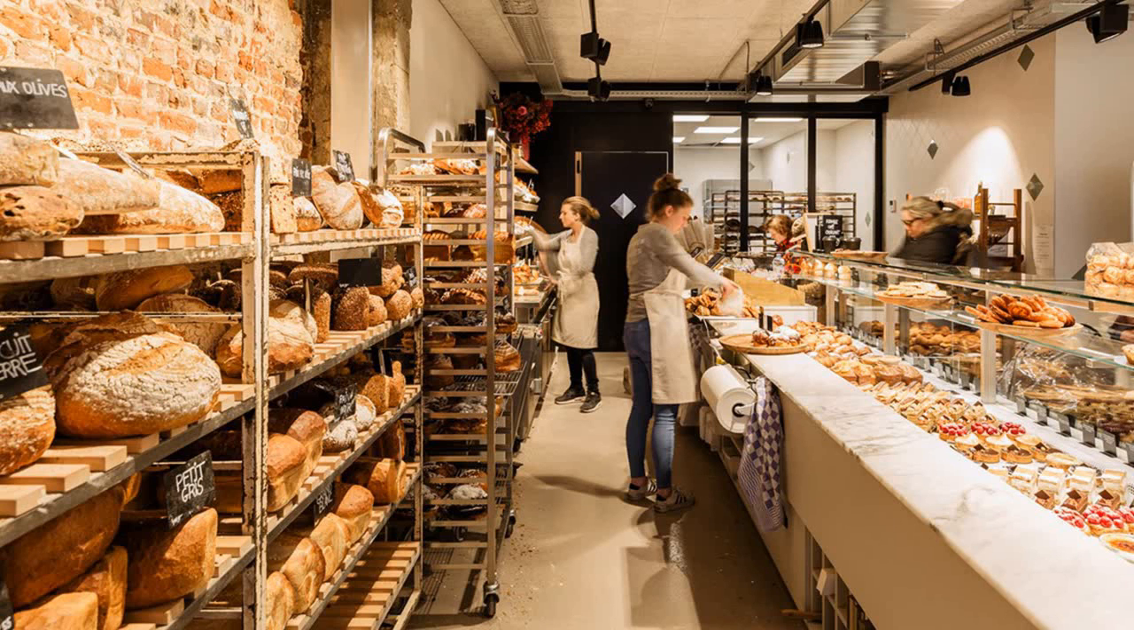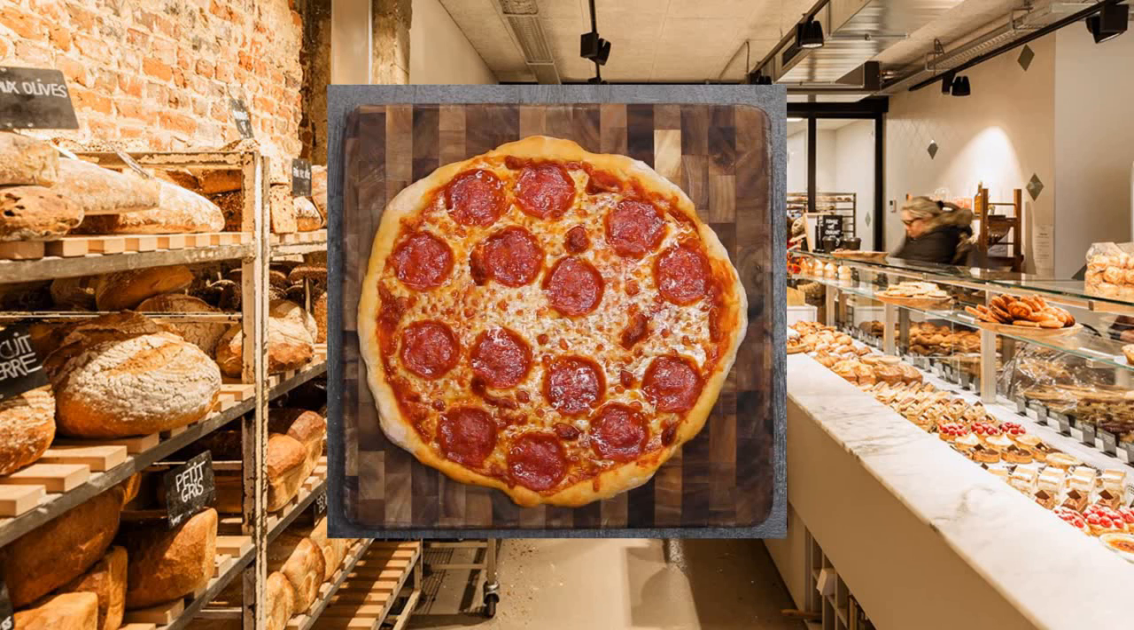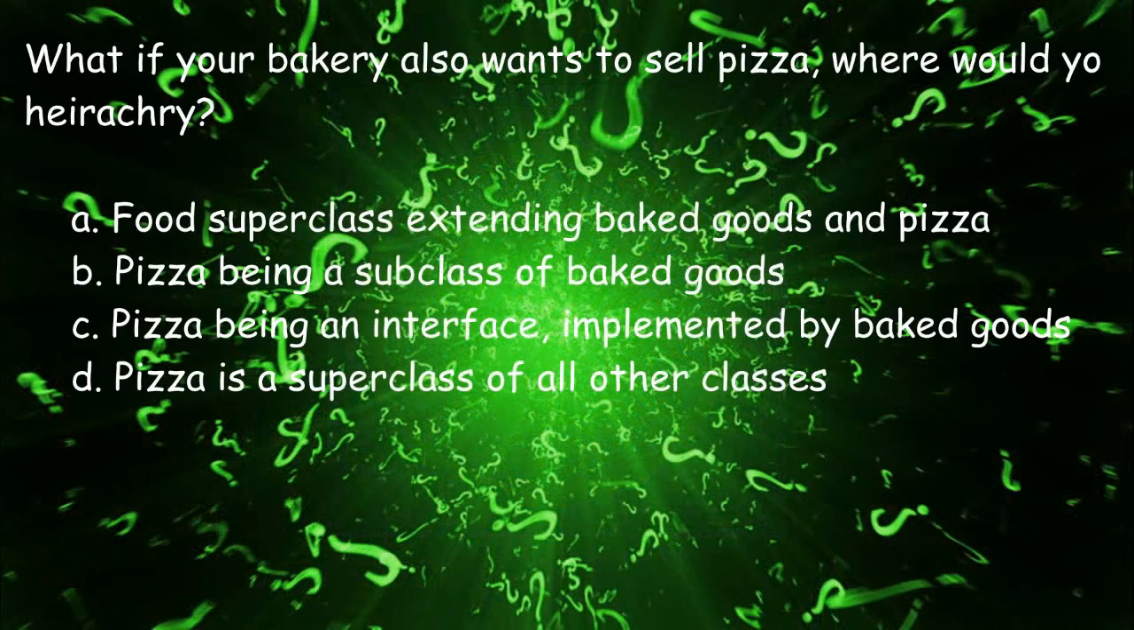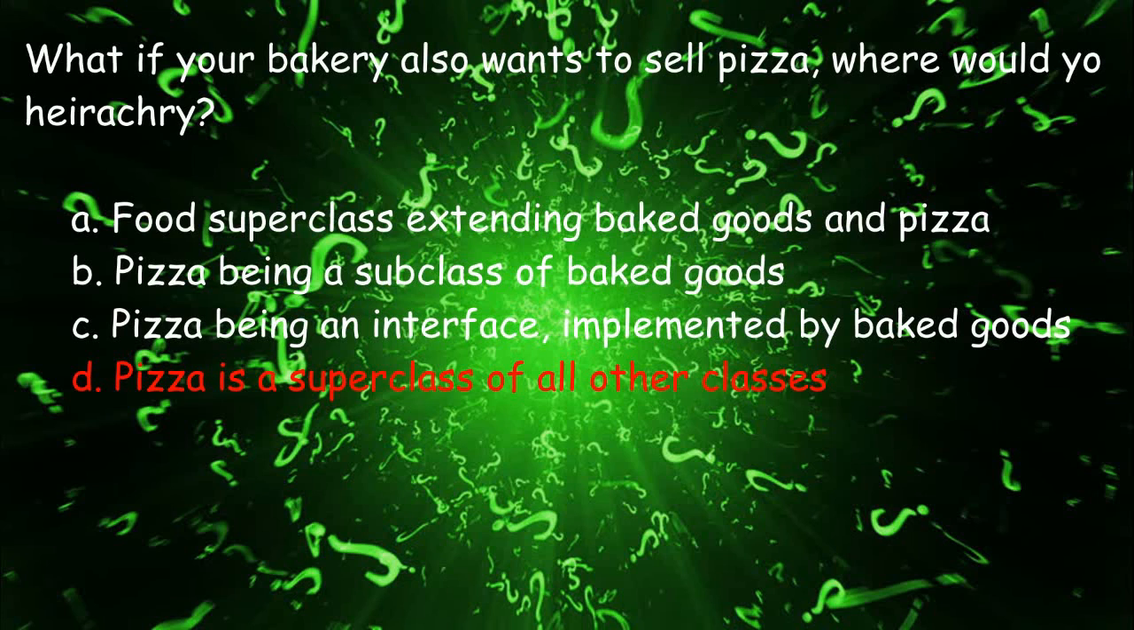Another question. Say, theoretically, your bakery also serves pizza. Where would you fit in a pizza in your class hierarchy? A, food superclass extending baked good and pizza. B, pizza being a subclass of baked goods. C, pizza being an interface implemented by baked goods. Or D, pizza is the superclass of all other classes. If you said D, you should rewatch this video because the correct answer is A.